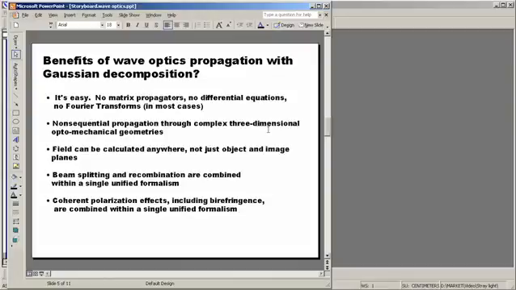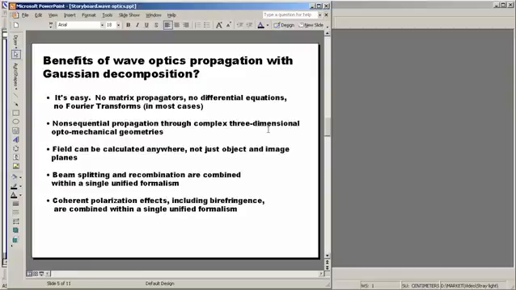Secondly, all of the non-sequential propagation ideas and methodology associated with ASAP carry over directly into our fully three-dimensional wave optics calculation. Because we're just tracing rays, everything that we do with tracing rays can be duplicated in wave optics. We don't have to tell ASAP what order the optical components come in. ASAP knows what order they come in because it's tracing rays through the optical system.